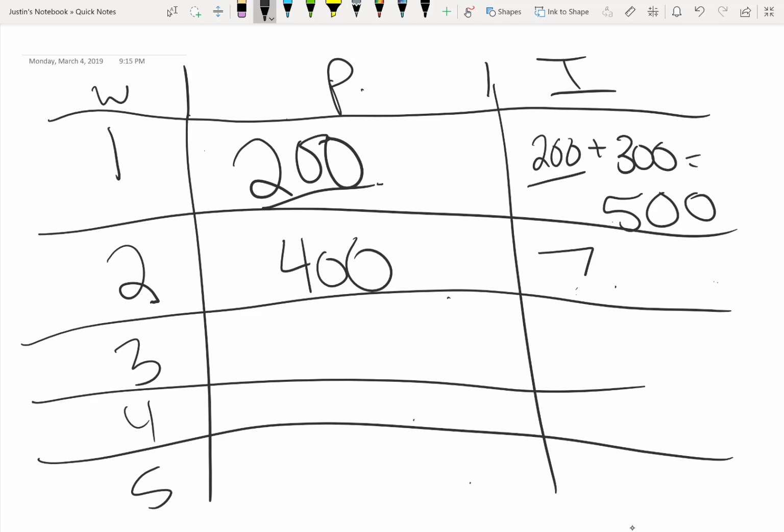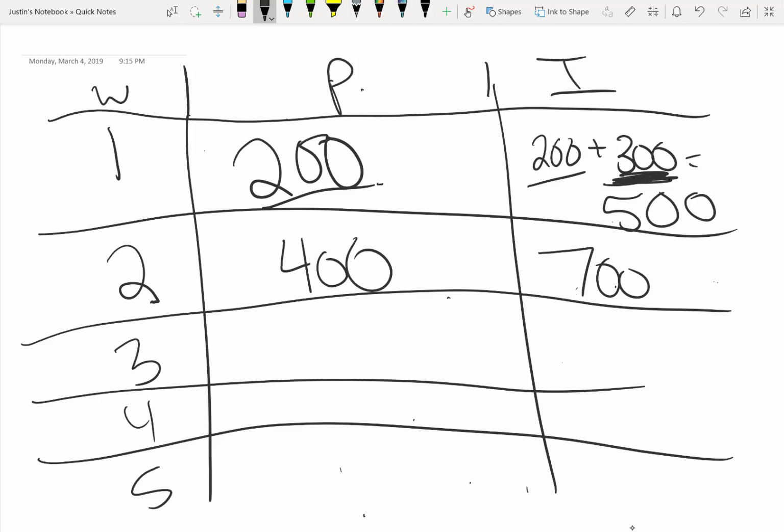500 plus 200 is 700. They only got that extra 300 the first time from summer school. So keep filling this in, just add in 200 all the way down. And it says, all right, look at B. It says, if this trend continues, what will be the total amount collected for each school on week 10?